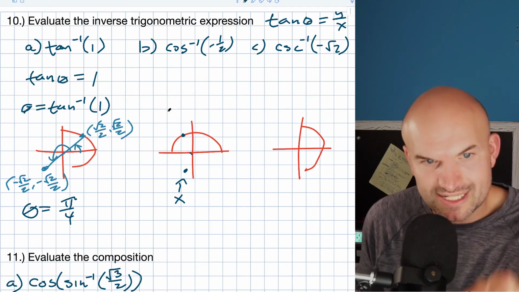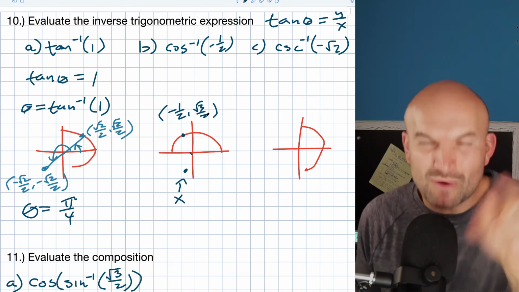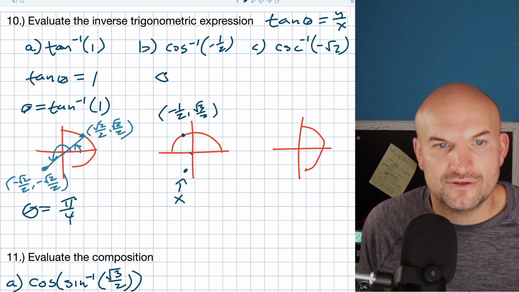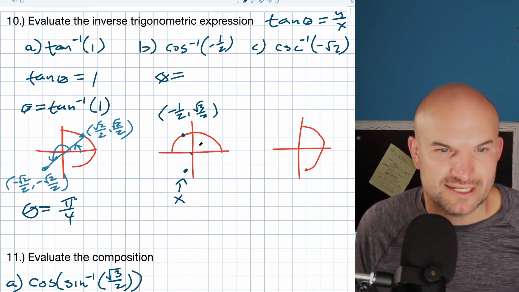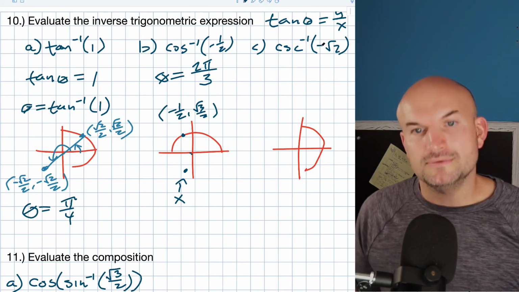So then what about this one? What is this coordinate point? -1/2, comma, square root of 3 over 2. What angle produces that? The angle that produces that, for this angle theta, is going to equal what? 2 pi over 3. And voila.